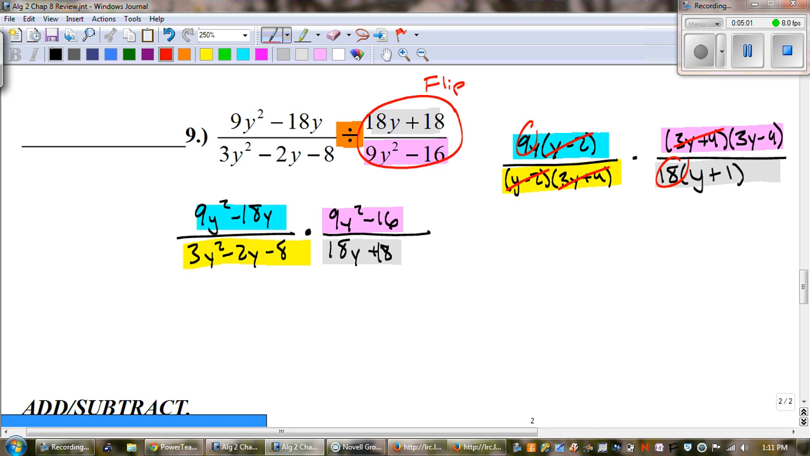Now, don't lose that y that's already on the top because that doesn't disappear. And 3y minus 4, all divided by the 2y plus 1. Okay. All right, let's move on down.